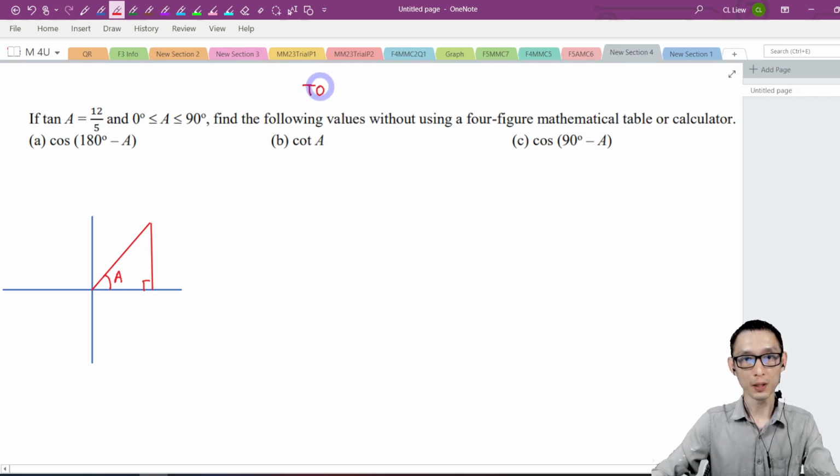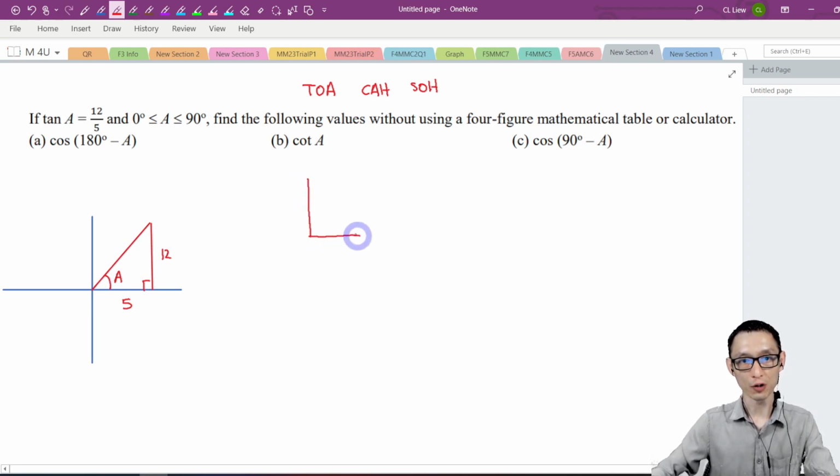I hope that you still remember this. Tangent is equal to opposite side divided by adjacent side. Since the angle is over here, opposite side is here, adjacent side is here. Now I need to find the length of the hypotenuse.